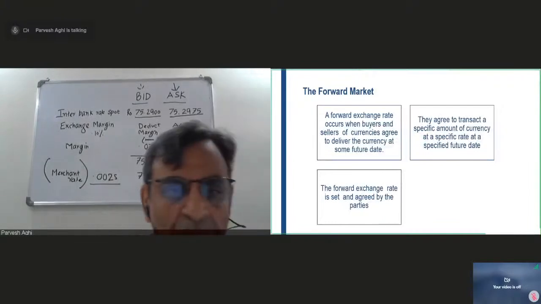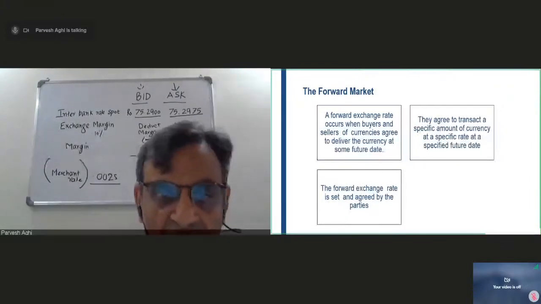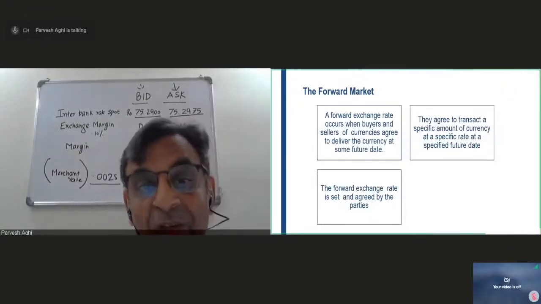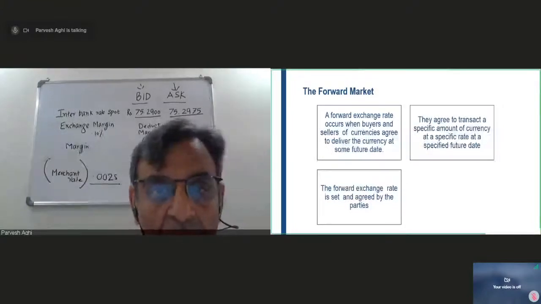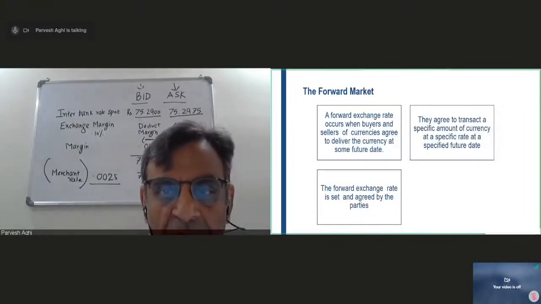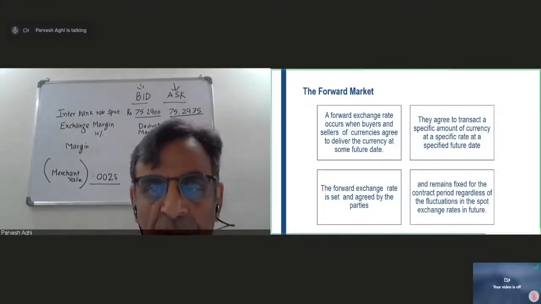Fine. Now, when we go to the bank, they will give me a rate. If I'm a large client, we can always negotiate. It will all depend on whatever the interbank rate is prevailing in the market. Or if it's a very, very large order, then the bank can go to the interbank on my behalf and negotiate there. And the rate remains fixed for the contract period regardless of the fluctuation in the spot exchange rate.